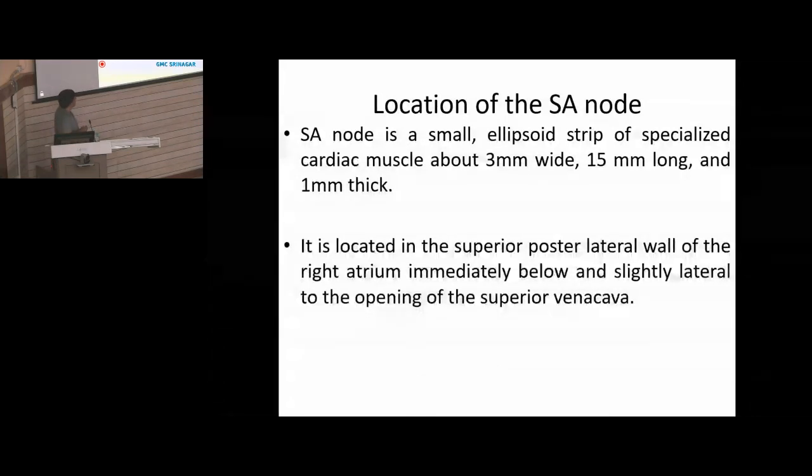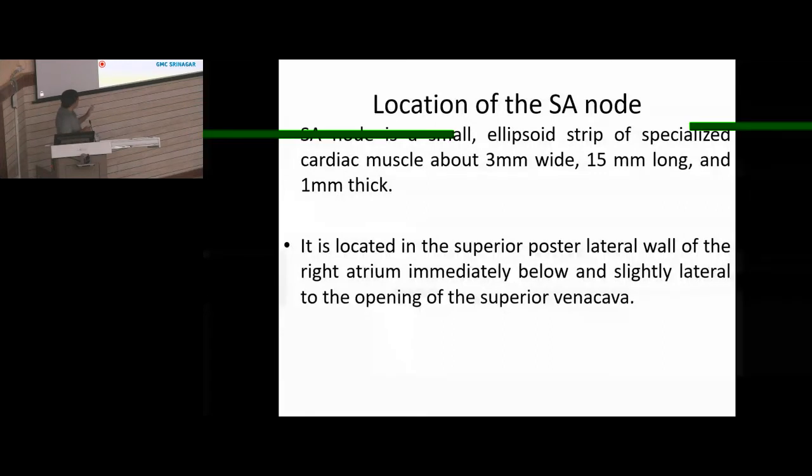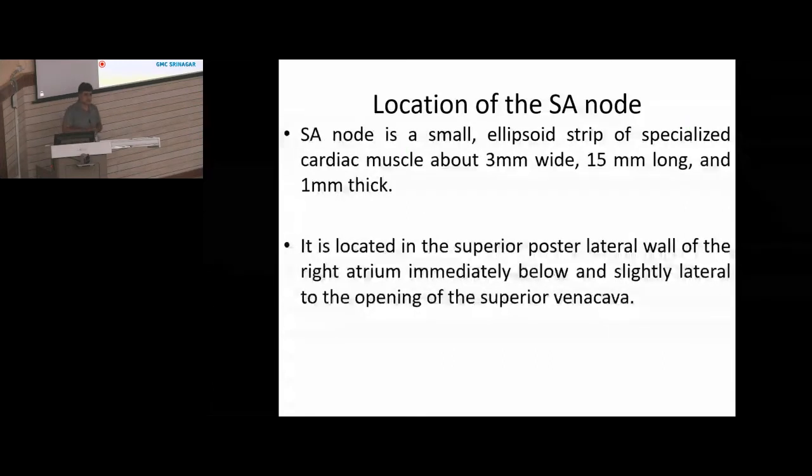Exactly where? Posterolateral wall, immediately below and lateral. So it is located lateral and below the opening of superior vena cava, that is the location of SA node, and these are the dimensions. So what are the dimensions? It is 15 long, 3 millimeter wide, and 1 millimeter thick. This is the anatomical location and dimensions of SA node.